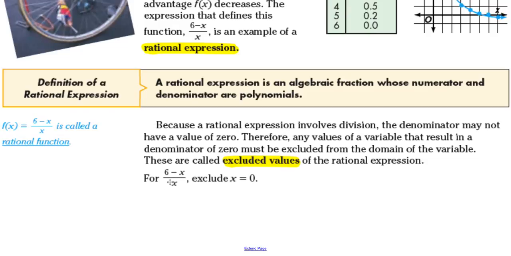So for 6 minus x over x, the excluded value for x would be 0, because if x were equal to 0, that would make our function undefined. Okay, let's take a look at another one.